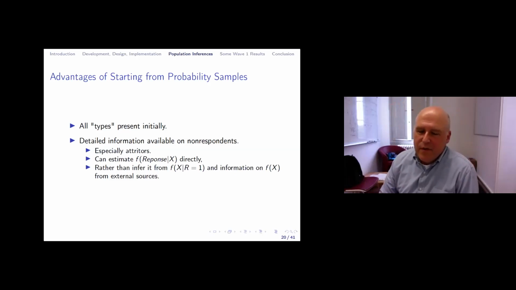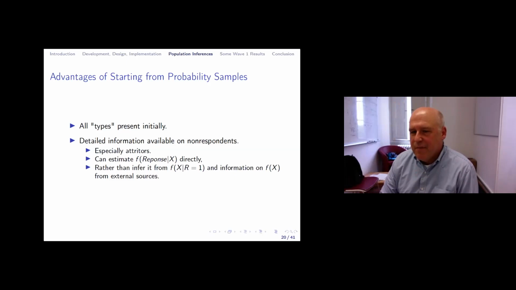On the other hand, if you run a convenience sample, you might know what the X's in your sample look like, but you only have information on respondents, and so you cannot estimate response probabilities and generate inverse probability weights directly.